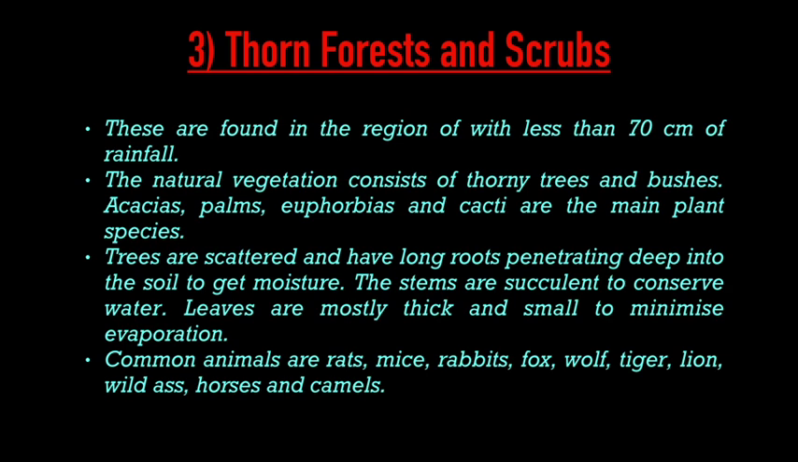Trees are scattered and have long roots penetrating deep into the soil to get the moisture, because this area is deficient in water. The stems are succulent to conserve the water. Leaves are mostly thick and small to minimize the evaporation. That process is nothing but transpiration. Hence the leaves are small because they want to reduce the loss of water vapor through their stomata by the process of transpiration. Common animals are rats, mice, rabbits, fox, wolf, tiger, lion, wild ass, horses and camels.